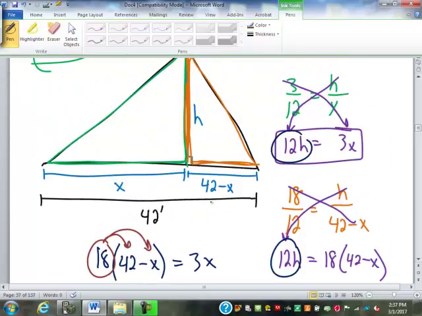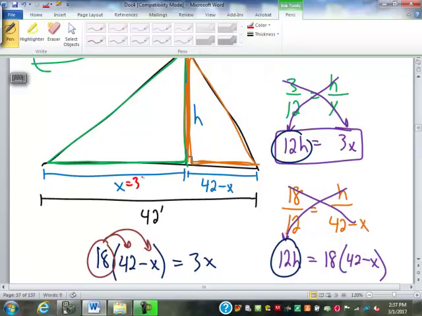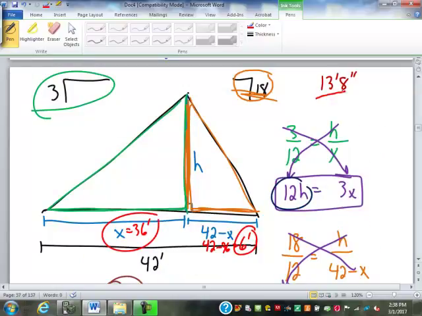So going up here, that tells us that X here is 36 feet. This is 42 minus 36, or 6 feet. Well, now we need to figure out what H is, because remember we said we're trying to keep that shipping height, making sure our shipping height is under 13 foot 8.